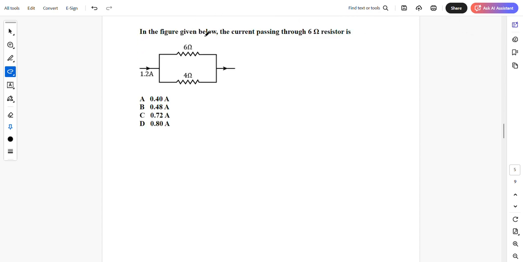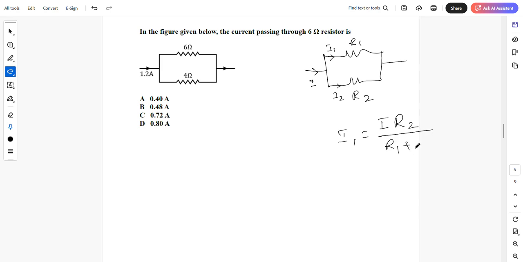Now next, in the figure given below, find the current passing through the 6 ohm resistor. You know the current divider law very clearly, right? If you have two resistors, R1 and R2, let us say current I is flowing. Here you have to calculate I1 and I2. I1 is equal to the main current I into the resistance of the other branch, that is R2, divided by R1 plus R2. Here when taking I1, you must take R2. Similarly, I2 is equal to I into R1 divided by R1 plus R2.